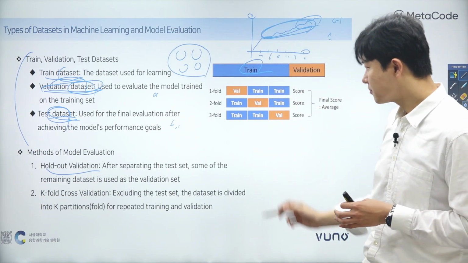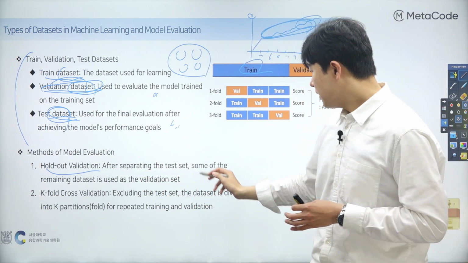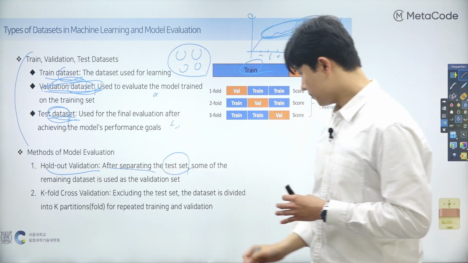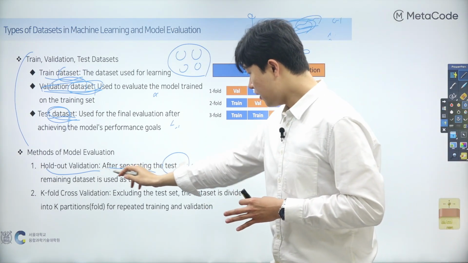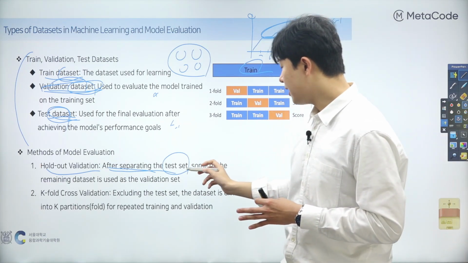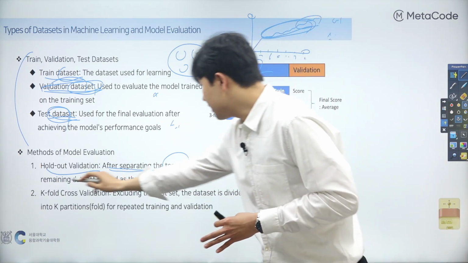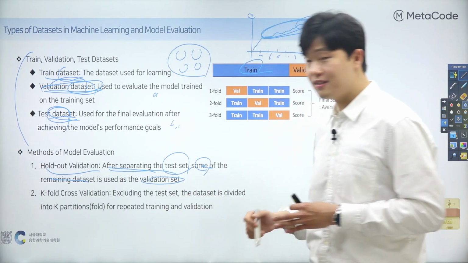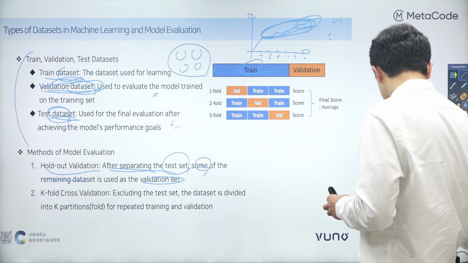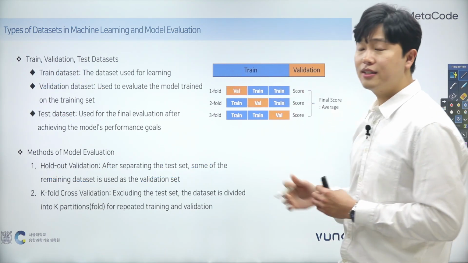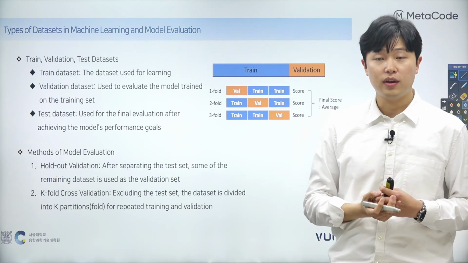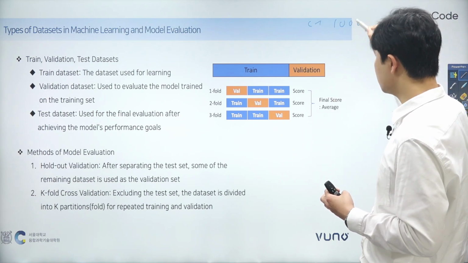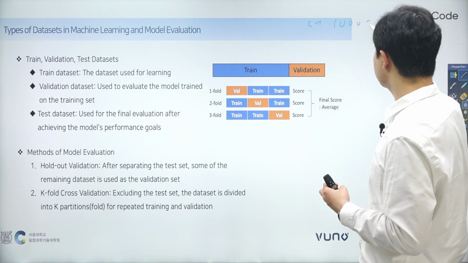First is holdout validation, where after setting aside the test set, a portion of the remaining data is designated as the validation set. Consider an example from medical vision deep learning. Suppose we start with 1,000 CT scan images. We might reserve 10% or 100 images as the test set. Of the remaining 900 images, 200 could be used for validation and the rest, 700, for training. This method involves splitting the initial dataset into different proportions according to specific needs.